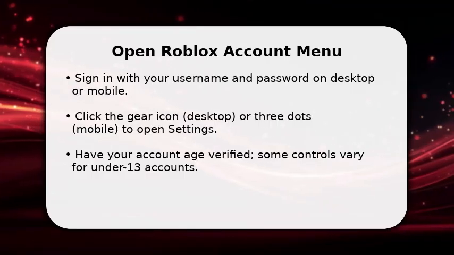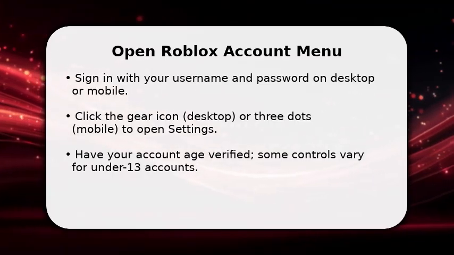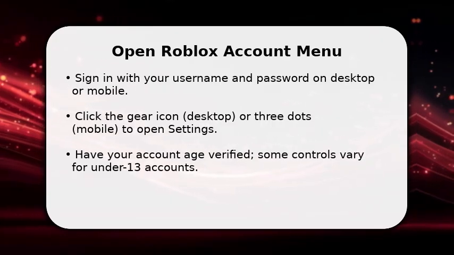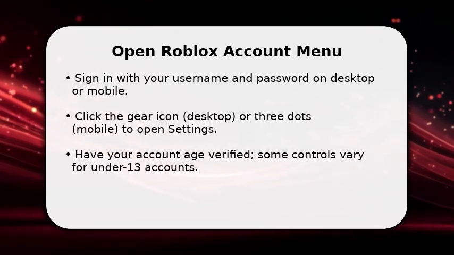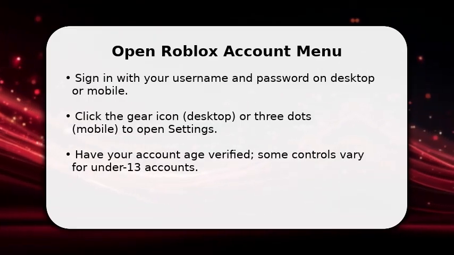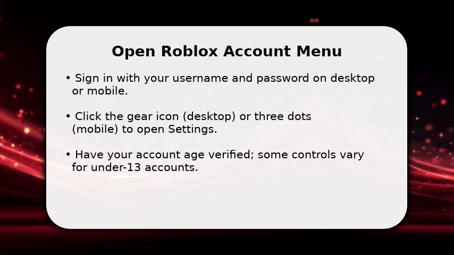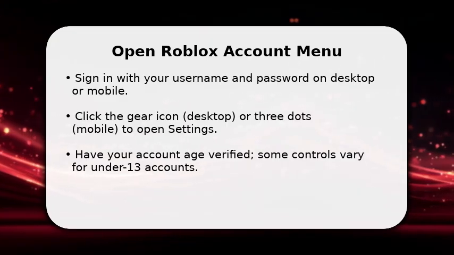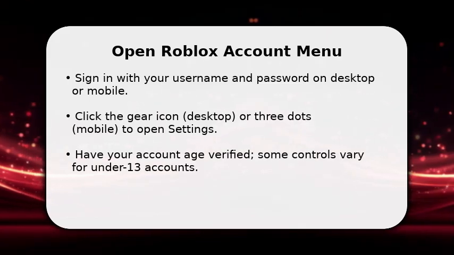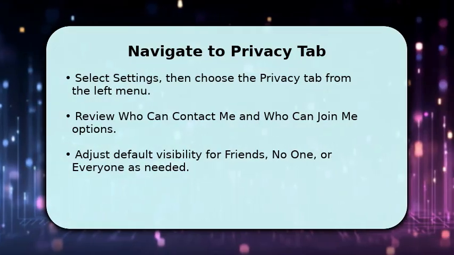You start by signing into Roblox and opening the account menu. This gets you to the controls immediately. Once logged in, click the gear icon on desktop or tap the three-dot menu on mobile to access settings. Make sure to confirm account age because privacy options differ for under 13 versus older accounts. Do this first, so the rest of the steps affect the correct permissions and the interface you see will match the instructions that follow.